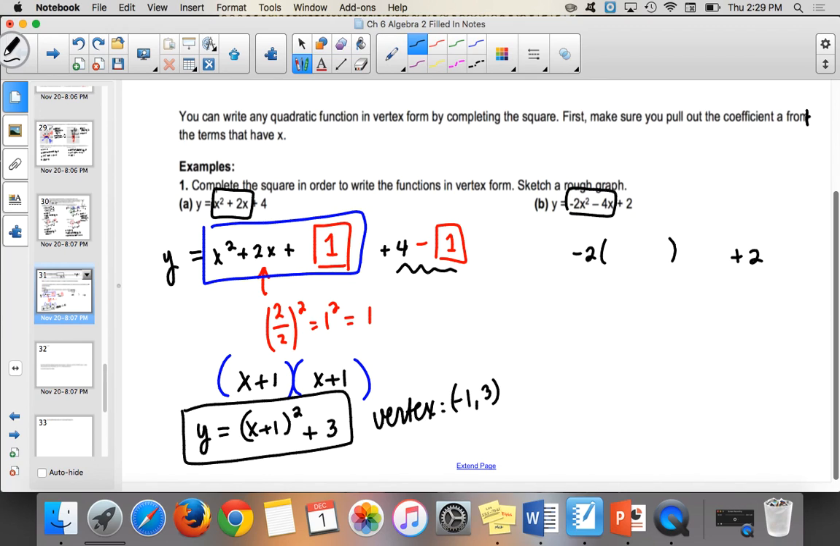And then I want you to pull out. Remember, you have to have a 1x squared in order to complete the square. So pull out this -2 from both of these. When you pull out a -2 from both the x terms, you have an x squared plus 2x. Okay? And we're going to add some number in right there.